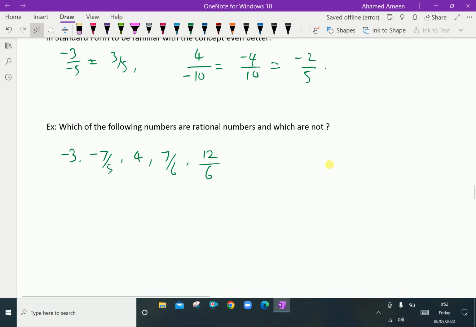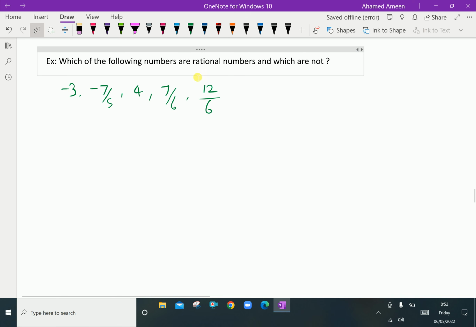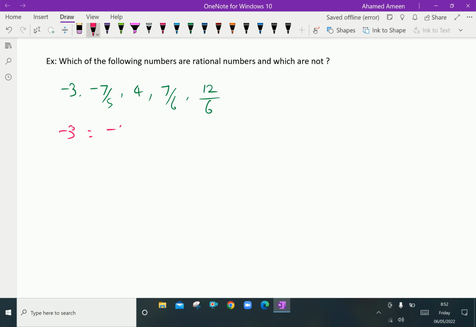Now we will do an example. Which of the following numbers are rational numbers and which are not? Here, minus 3 can be written as minus 3 by 1, so it is a rational number. Now minus 7 over 5: if you divide 7 by 5, it is terminating, so it is a rational number, that we put R. 4 can be written as 4 over 1, a rational number.